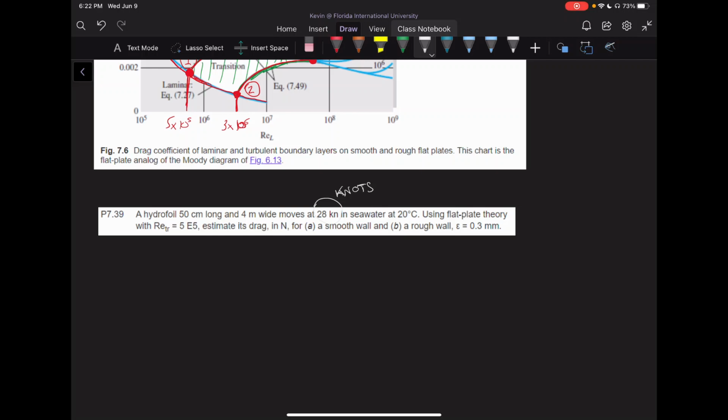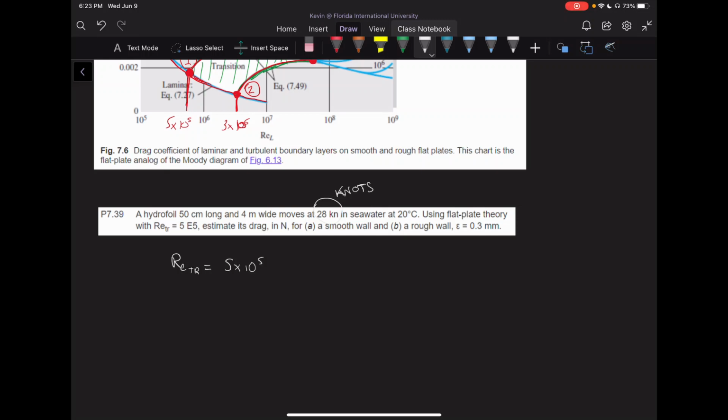In seawater at 20 degrees, using flat plate theory with Reynolds transition equal to 5 times 10 to the 5, estimate its drag in newtons for a smooth wall and for a rough wall with E equal to 0.3 millimeters. So we're going to do two different problems. And we know that our Reynolds transition is equal to 5 times 10 to the 5.